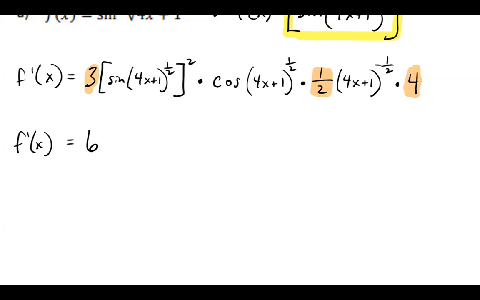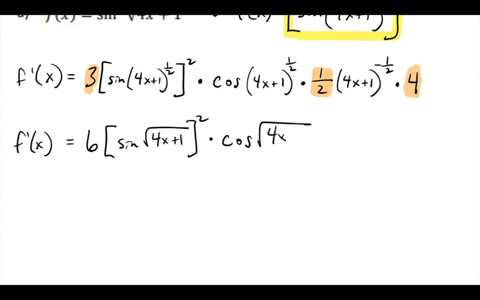Anywhere there was a 1/2, I'm going to put the root back because that's how it started. So I see I have a 1/2 in here, and put the root back there. Same thing here. So sine, and then instead of 1/2 power, I'm just going to put the root back there. Squared. 4x plus 1.